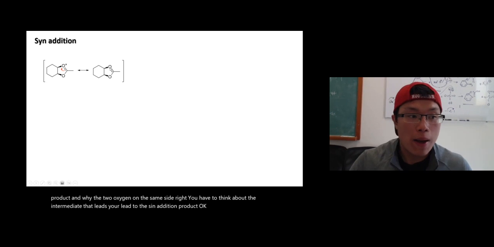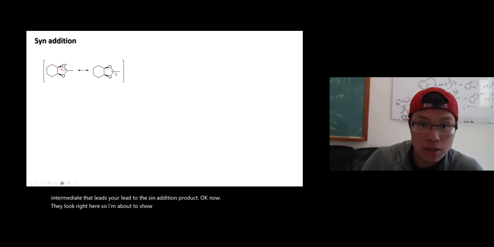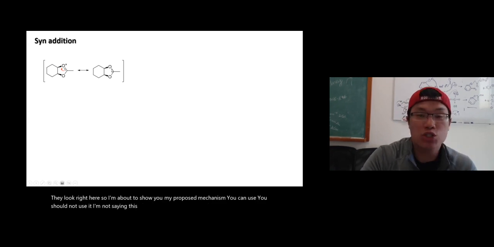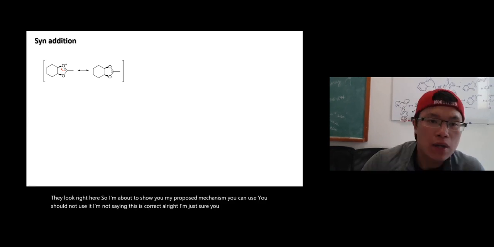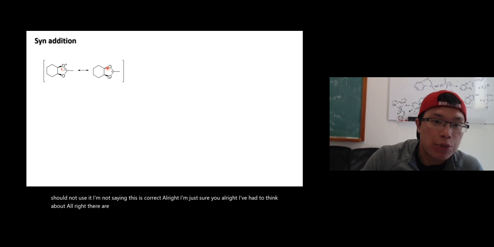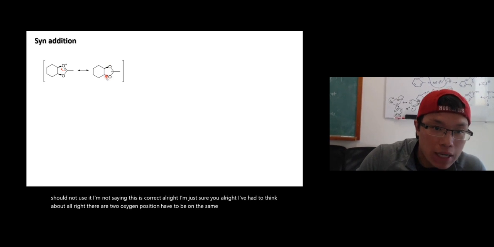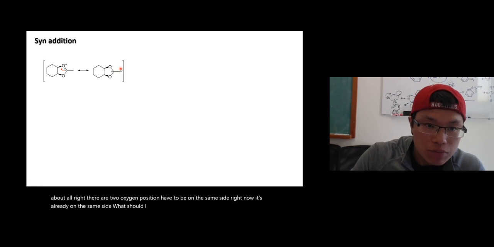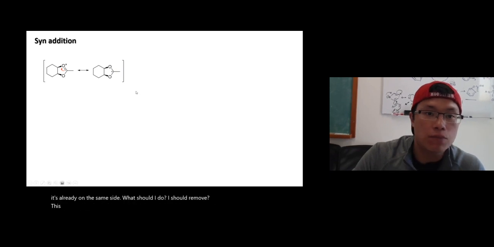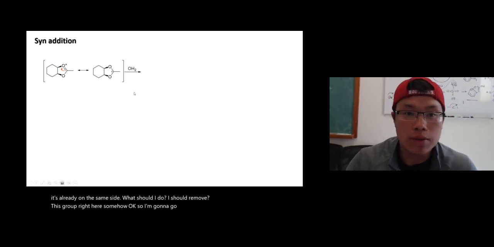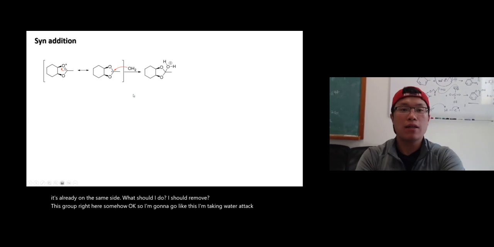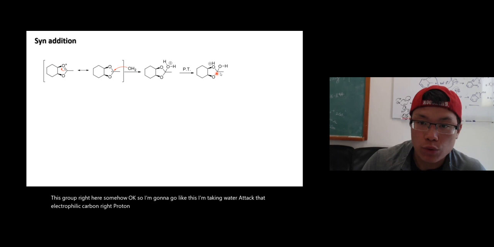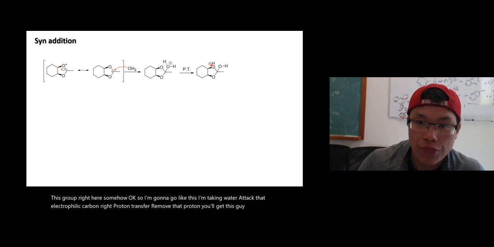Now, if I look right here, so I'm about to show you my proposed mechanism. You can use, but you should not use it. I'm not saying this is correct. All right, I'm just showing you. All right, I have to think about, the 2 oxygen for syn-addition have to be on the same side. Right now, it's already on the same side. Well, what should I do? I should remove this group right here somehow. Okay, so I'm gonna go like this. I'm taking water, attack that electrophilic carbon. All right, proton transfer, remove that proton, you get this guy. Add proton on this oxygen right there.